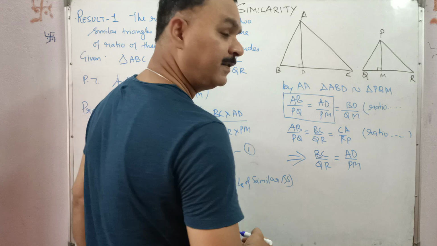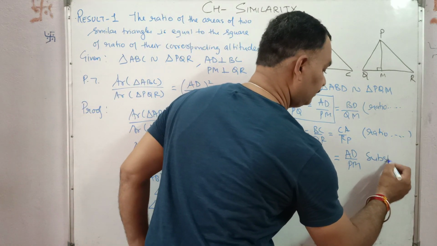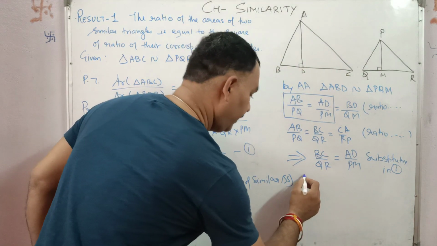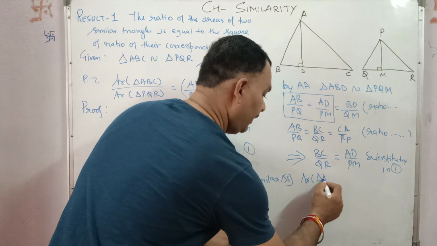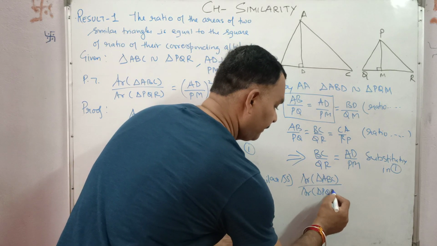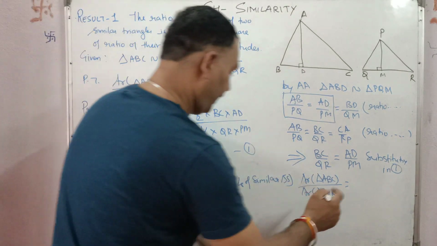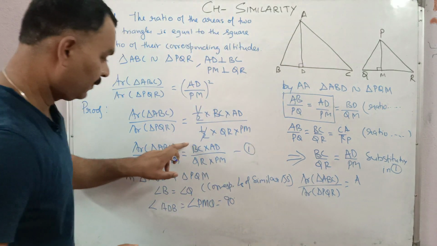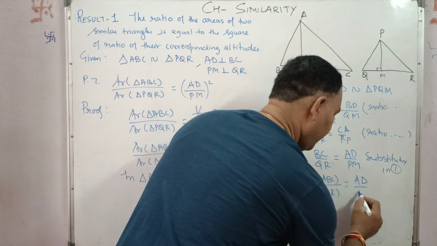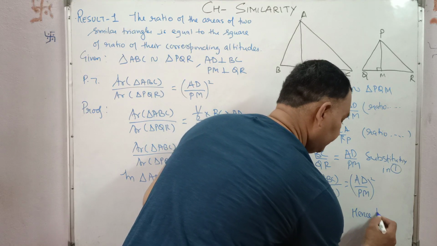Now substituting this in the first equation, that is the area of triangle ABC to the area of triangle PQR, in place of BC upon QR we will write AD upon PM. So AD upon PM into AD upon PM will give you AD upon PM whole square, and we proved it.